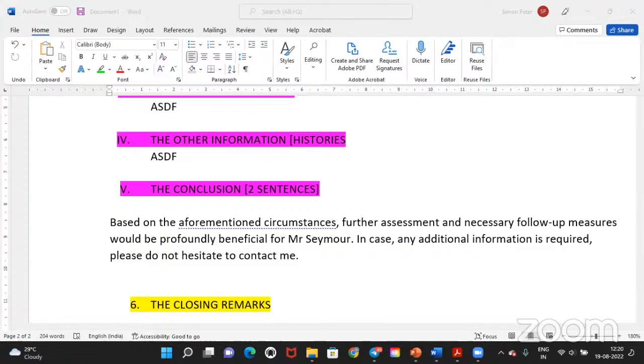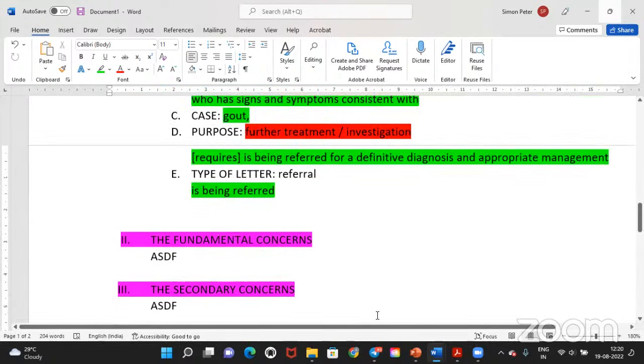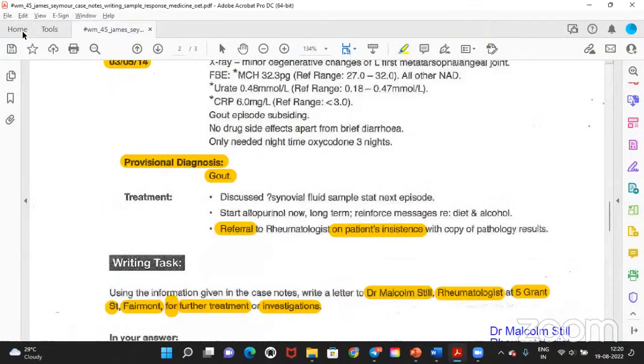Okay, fine. So, closing remarks. That's done, and now everything is done. Only the three main body paragraphs are there. Now before going, let us see an official letter. So now let us go to our official letter, the same one which we have seen.